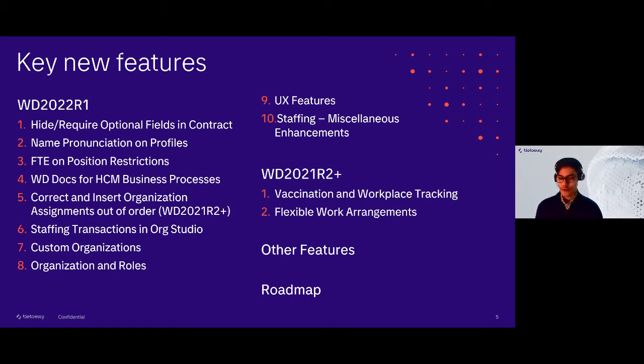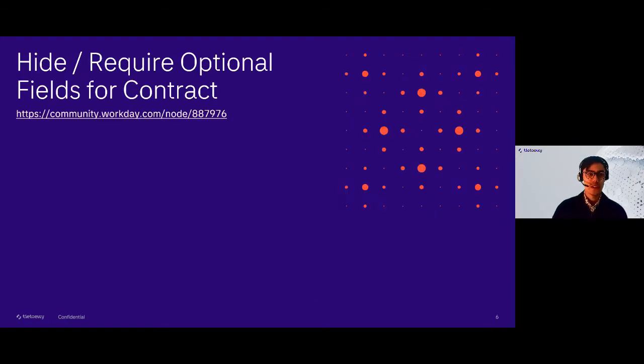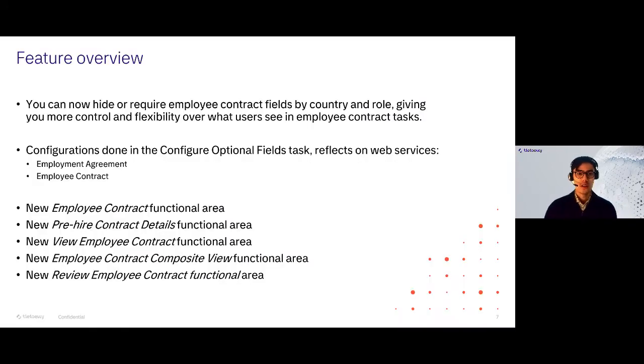So let's get to the first topic of today, which is hide and require optional fields for contract. In the employee contracts, you can now decide to hide or require contract fields by country and role. Configurations are done in the task Configure Optional Fields, and the changes are reflected on the employment agreement as well as the employee contract web services. With this new feature, additional functional areas are added as well.